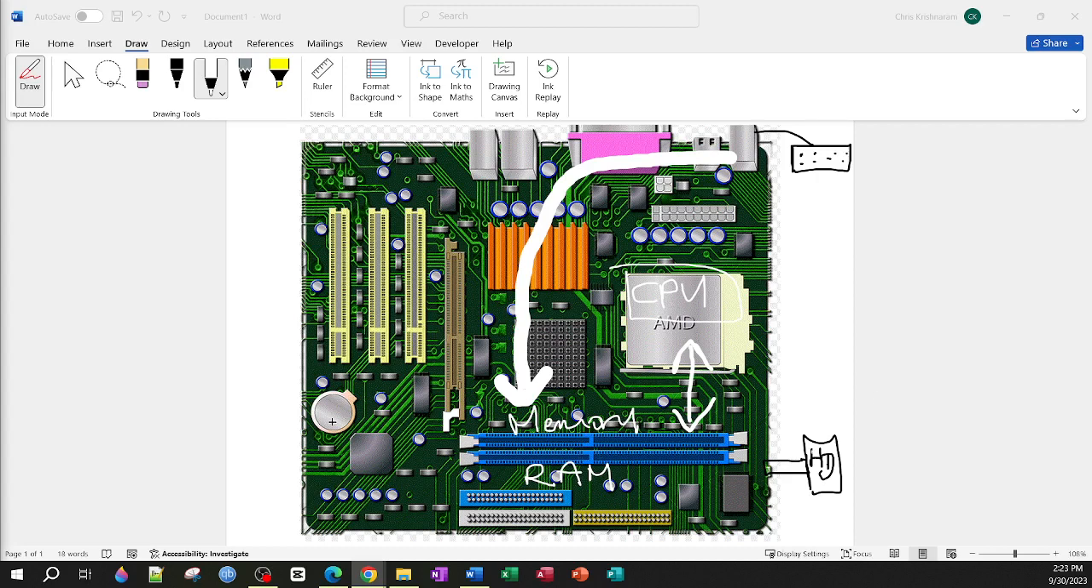Even though it's already on the hard drive, the same process. The data has to come from the hard drive and be stored onto the, sorry, the RAM, and then it goes to the CPU to get processed.